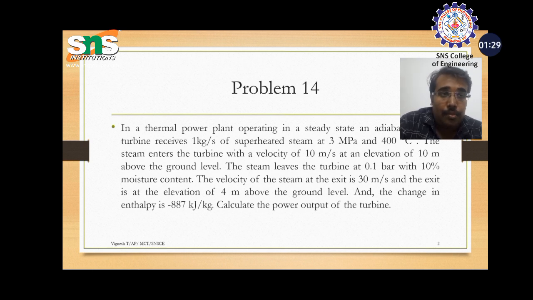Here they are talking about the potential energy, so the elevation has been given; the turbine is not placed on the ground. The turbine has been elevated a certain number of meters above the ground level. So in this problem the potential energy is also considered, and the change in enthalpy is minus 887 kilojoule per kg, and we need to calculate the power output of the turbine.